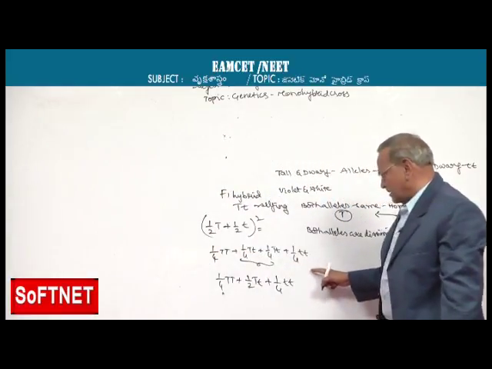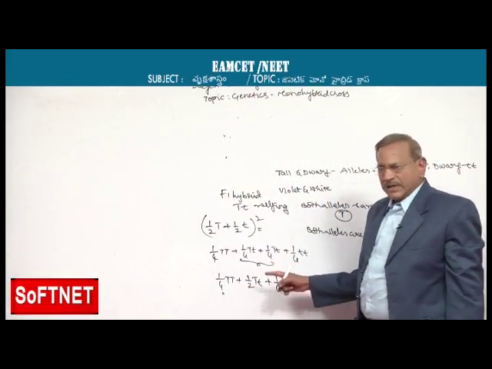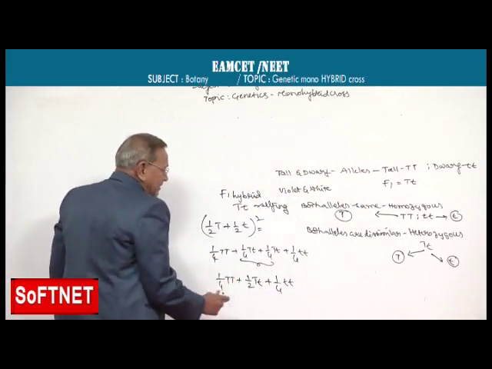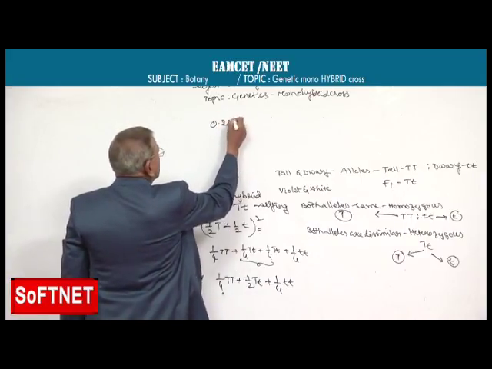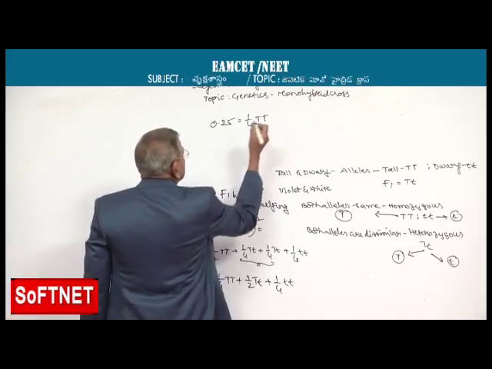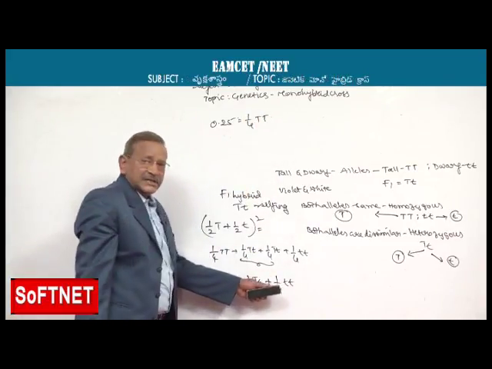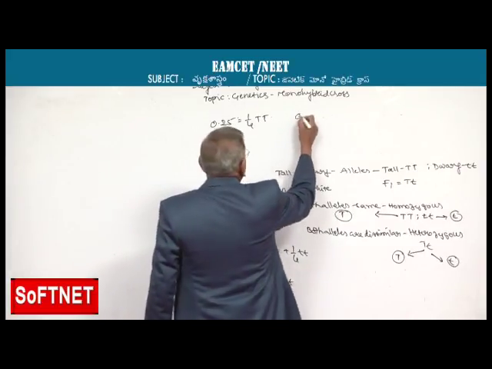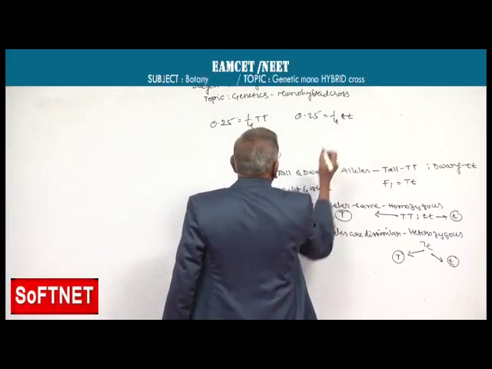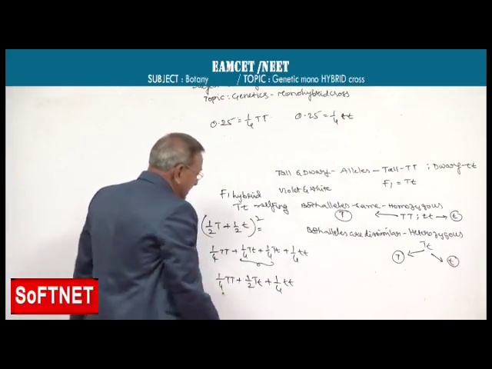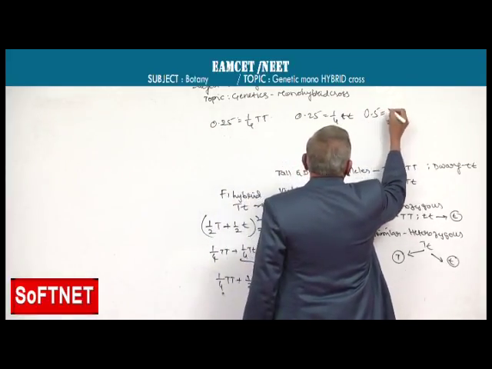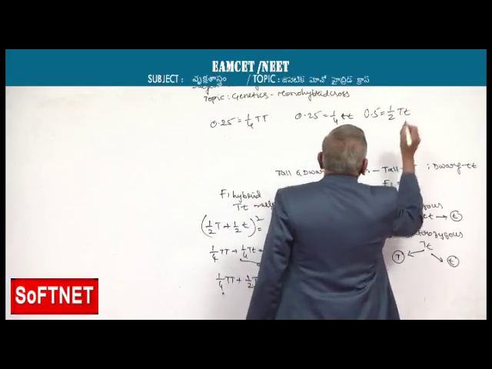So basing on this application of binomial theorem, we can draw certain conclusions. What is the probability of getting the capital T? 0.25, or otherwise we write this as 1/4 TT. What is the probability of obtaining small t? That is also 0.25, that is 1/4 small t. What is the probability of obtaining heterozygous condition? That is 0.5, that is 1/2 capital T small t.